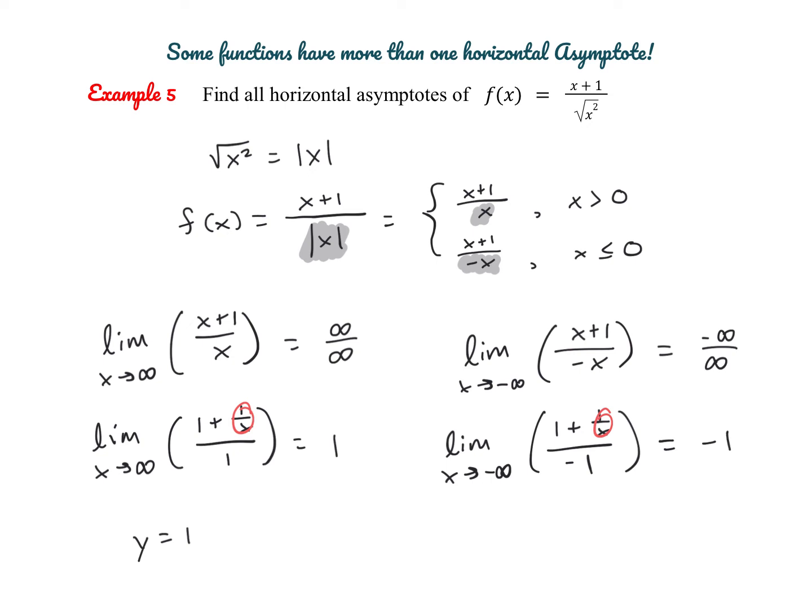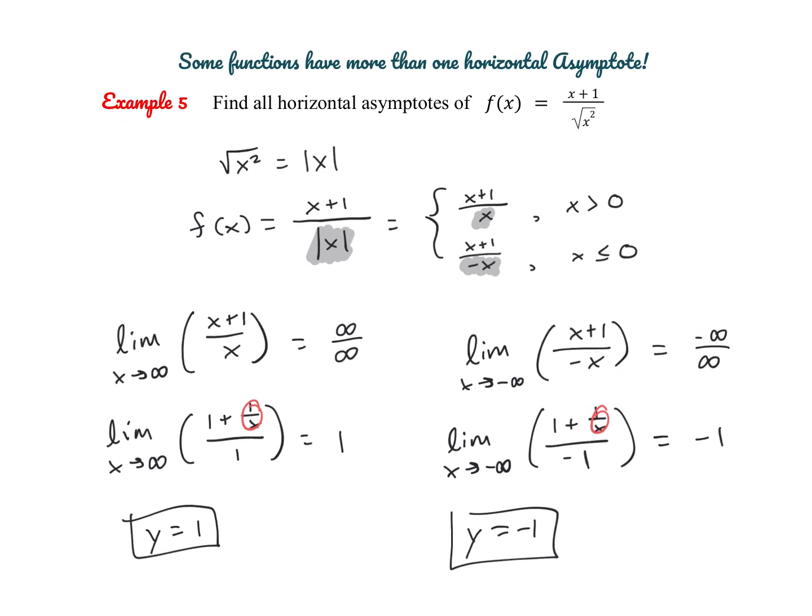So this horizontal asymptote would be at y equals negative 1. So we actually have two different horizontal asymptotes for this function.